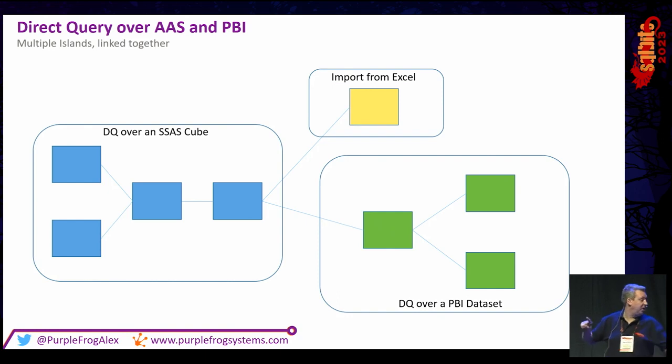Oh, actually, sorry, another question. Can you add filters over several islands? Yes, you can. Add filters to whatever you want. And if there's a link between them, it will propagate through. There's one scenario about that, which we'll get onto later, which is row-level security, which is a bit of a problem. I'll come onto that in a minute.